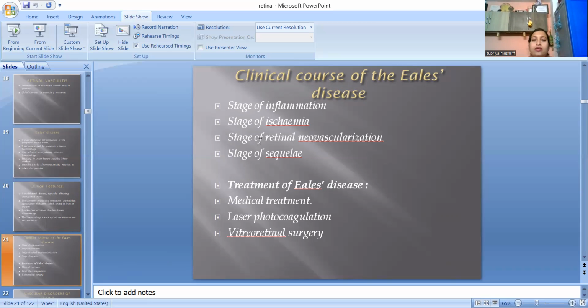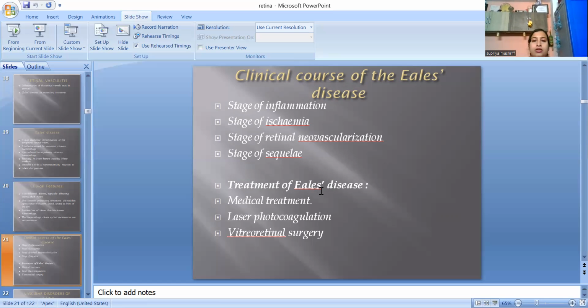To start with, the first stage is the stage of inflammation, where there is vasculitis. Here there will be inflammation of the vessels. There will be no effect on the visual acuity and the patient will not complain of any floaters. So at this stage it is mostly detected incidentally on routine fundus examination, where you will see vasculitis and sclerosed vessels. At this stage, you should start the patient on medical treatment.